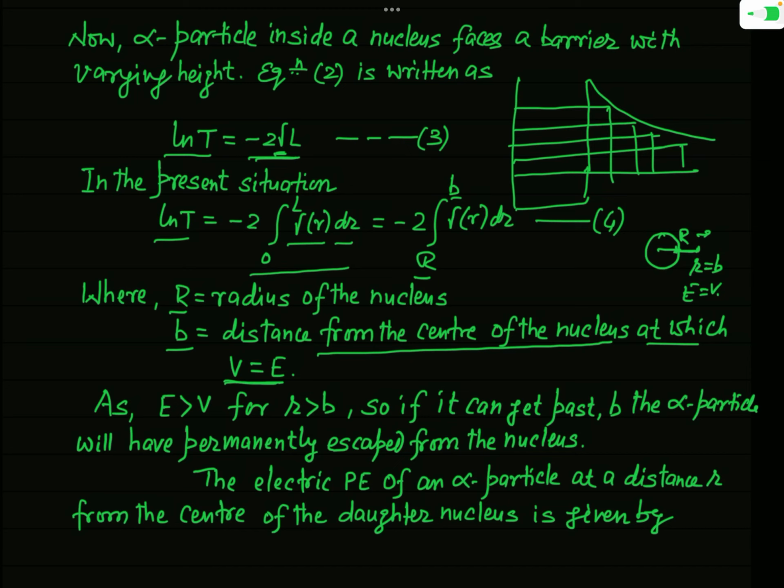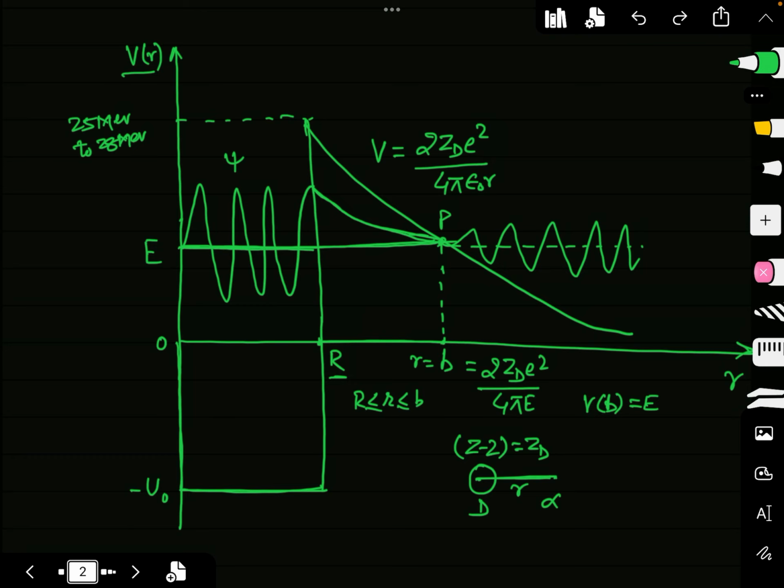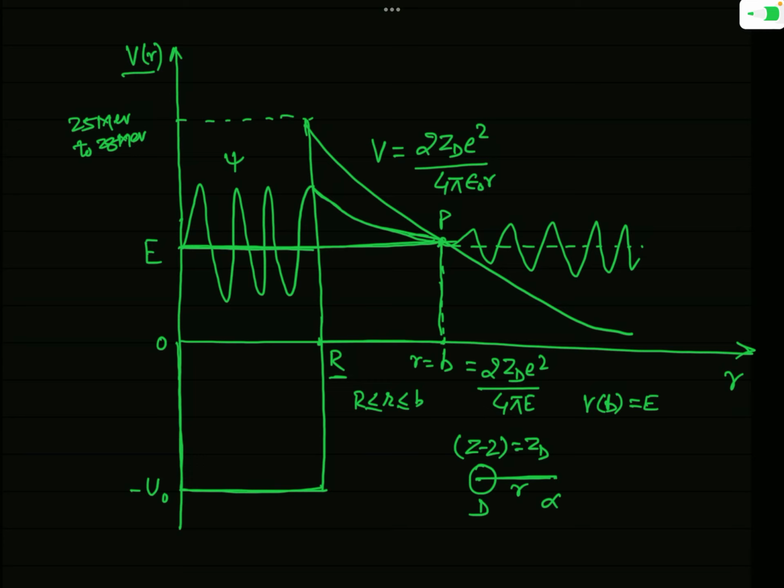Now, for R greater than B, you can see E is greater than V. You can see this figure. When R is equal to B, the energy E is equal to V. But when R is greater than B, let us consider this point. At this point, R is greater than B, and here the potential energy is equal to this much and energy is equal to this much. So in this case you can see that potential energy is less than the kinetic energy of the alpha particle.